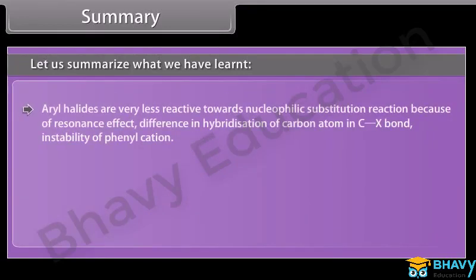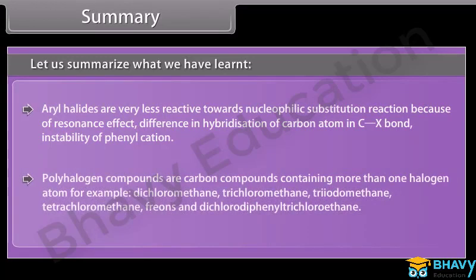Aryl halides are much less reactive towards nucleophilic substitution reactions because of resonance effect, difference in hybridization of carbon atom in the C-X bond, and instability of phenyl cation. Polyhalogen compounds are carbon compounds containing more than one halogen atom. For example, dichloromethane, trichloromethane, triiodomethane, tetrachloromethane, freons, and dichlorodiphenyltrichloroethane.